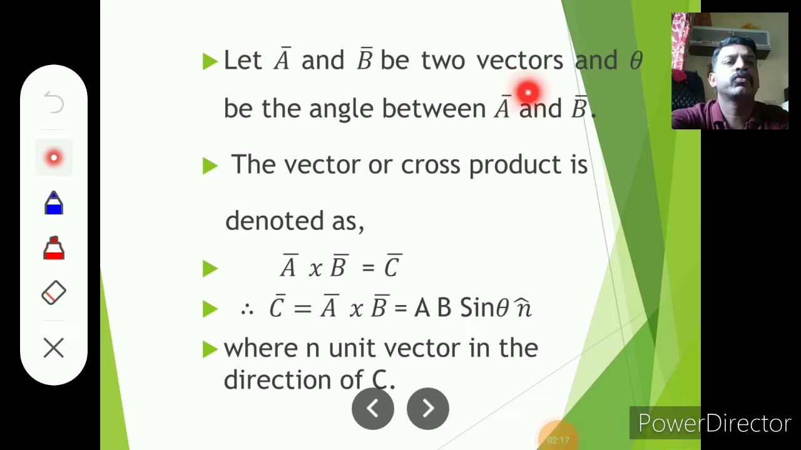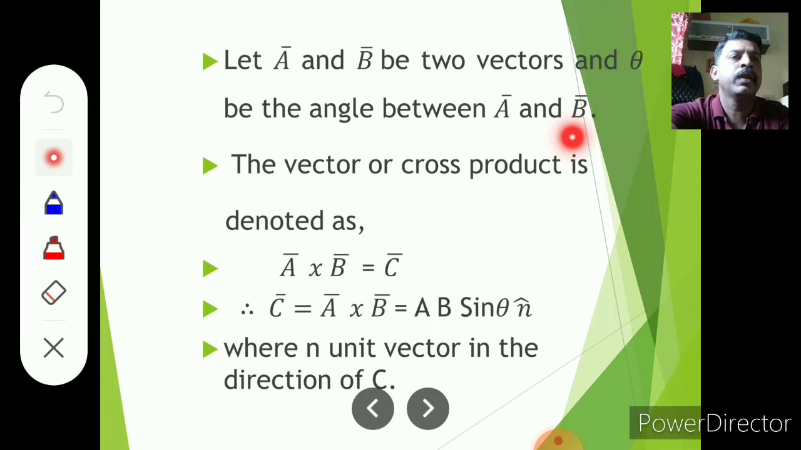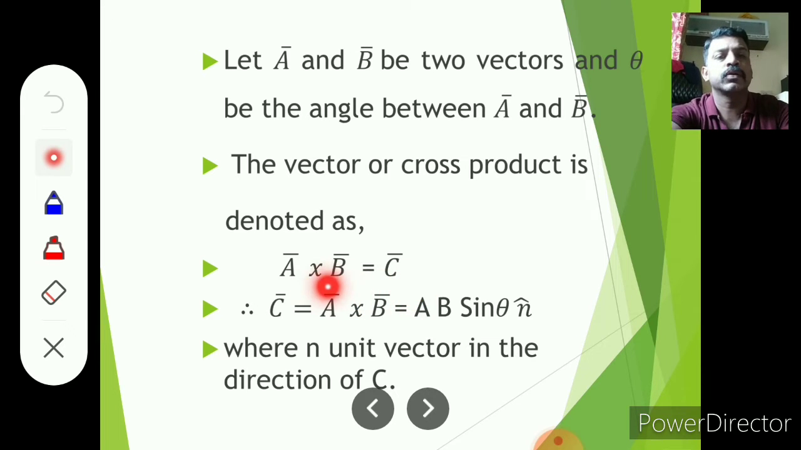Let A and B be two vectors and theta be the angle between A and B. The vector or cross product is denoted by A cross B equal to C, where C is equal to AB sine theta times n, and n is the unit vector in the direction of C. In this form we can give the cross product or vector product, and this is the symbolic representation: A cross B is equal to C. Due to this cross sign, it is also known as the cross product.